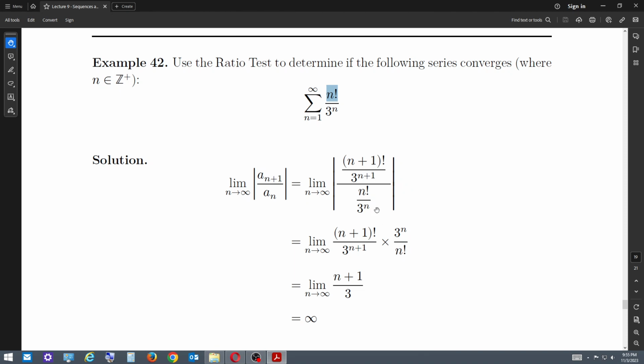And then I flip this and multiply it instead of dividing. Now, two things here. The 3 to the power n plus 1, I could write as 3 times 3 to the power n. And the 3 to the power n cancels, which is why I end up with a 3 here. The second thing is the factorials. Remember, n plus 1 factorial is n plus 1 times n times n minus 1, etc. This is really n plus 1 times n factorial. And the n factorial cancels, and you're left with n plus 1.